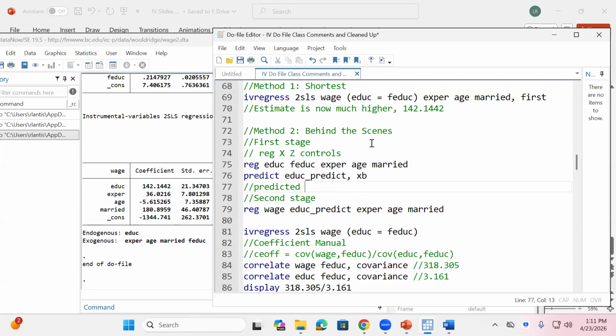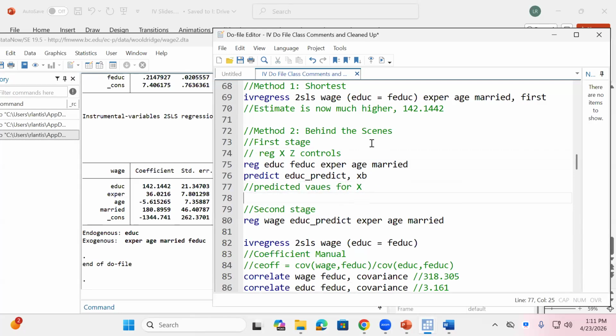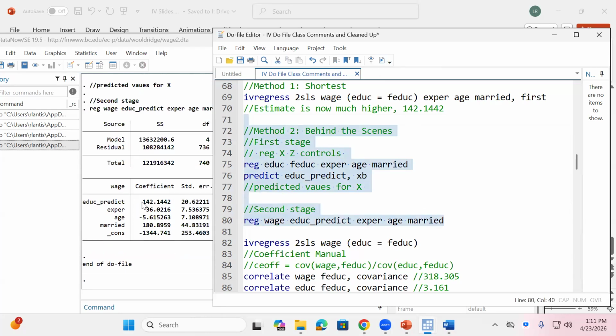We're going to use those predicted values for X and include them in our second stage regression, where we're now trying to get back to the original thing we wanted, which was what's the effect of education on wages? So from my second stage, if I've done this correctly, I should get the same estimate as Stata did when it was doing everything behind the scenes. So I'll run these lines of code. Sure enough, I get 142. Just a different way of doing the same thing.